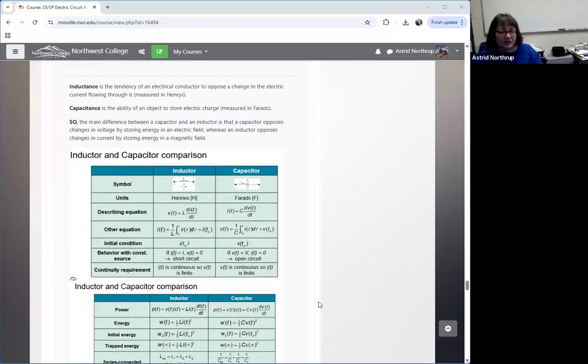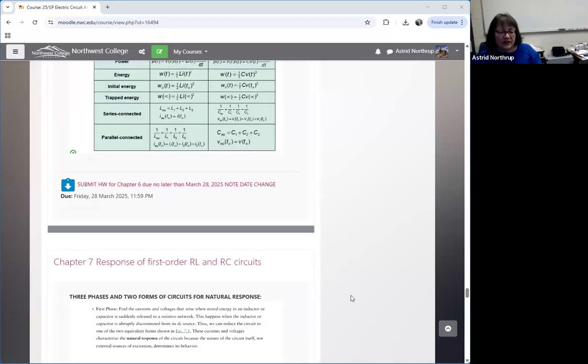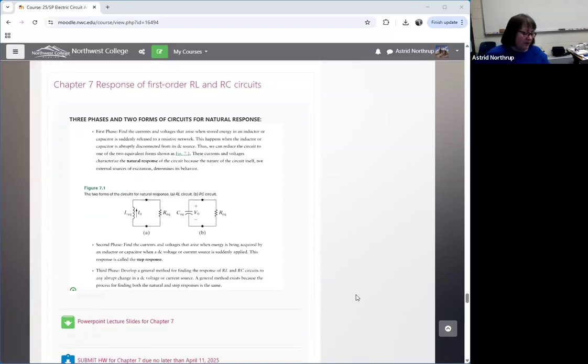And as you recall from Chapter 6, the main difference between a capacitor and an inductor is that the capacitor opposes changes in voltage by storing energy in an electric field, whereas an inductor opposes changes in current by storing energy in a magnetic field. So basically, in this chapter, we discuss RL circuits and RC circuits, and we talk about the discharge or sometimes the accumulation of energy due to an abrupt change in the DC voltage.